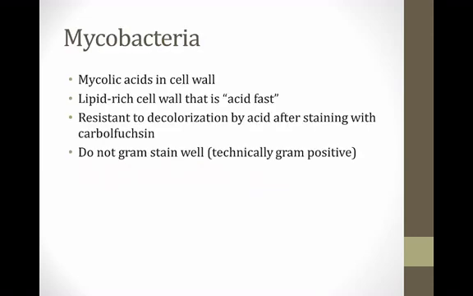Mycobacteria are bacteria that contain a unique substance in their cell wall called mycolic acids, and that's how they get the name Mycobacteria. And mycolic acids contain lipids, so these have very lipid-rich cell walls, and they're described as acid-fast bacteria. So what does that mean? Acid-fast means the bacteria is resistant to decolorization by acid after staining with a substance called carbofuchsin.